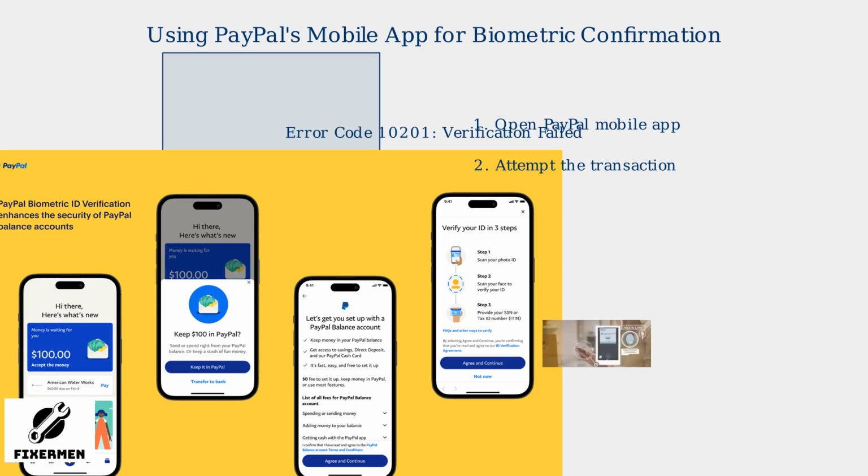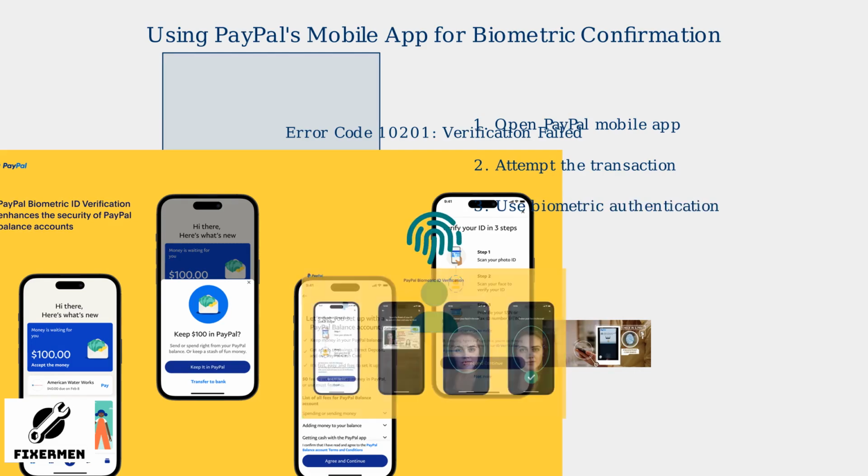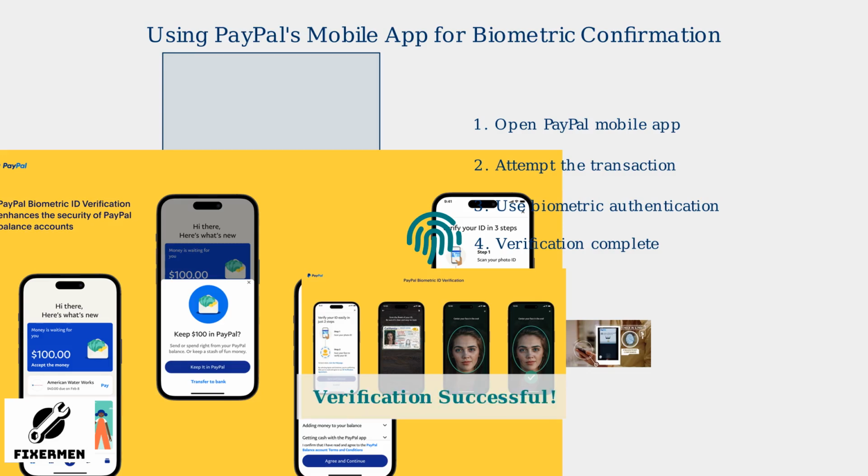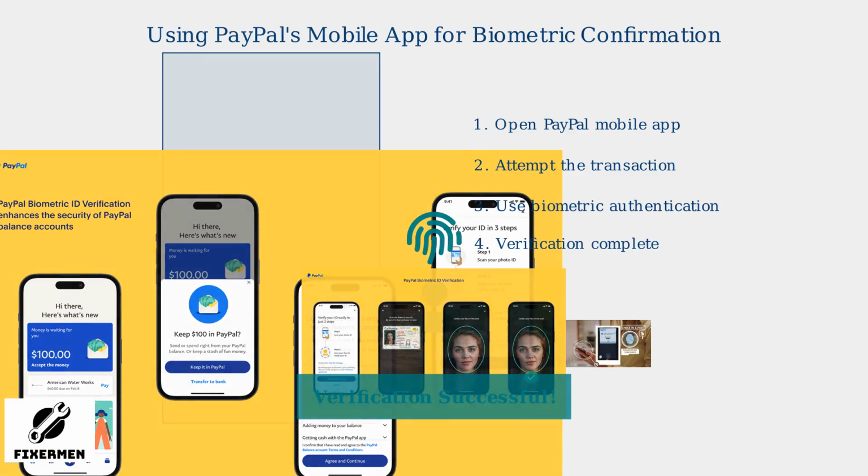Attempt the transaction that triggered the error. The app will prompt for verification if needed. Use biometric authentication, either fingerprint scanning or facial recognition, to confirm your identity. This method is faster and more secure than traditional codes. Once biometric verification is complete, the transaction should proceed without the error. This method often resolves verification issues quickly.